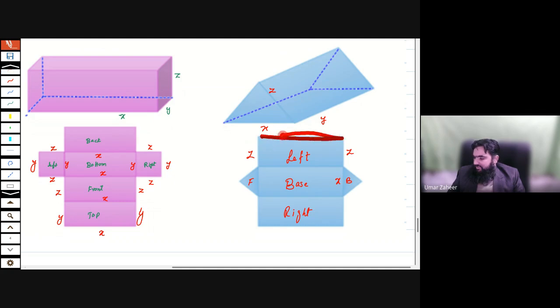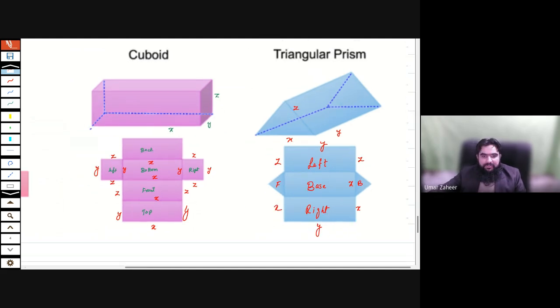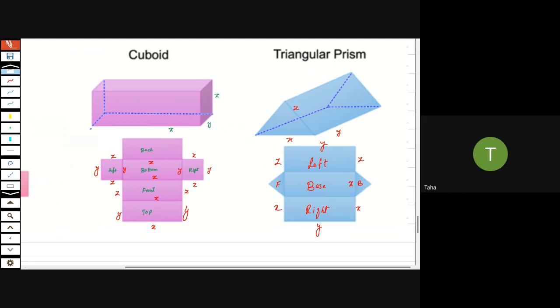And the width is going to be exactly the same, that is going to be y. In the same way, it is going to be z, z, and x. Z, z, and x. In the same way, here you have z, y, and x. Yes, everyone, is it clear? Any question over here? Yes, sir. No, sir.